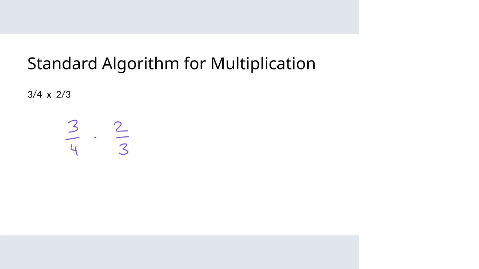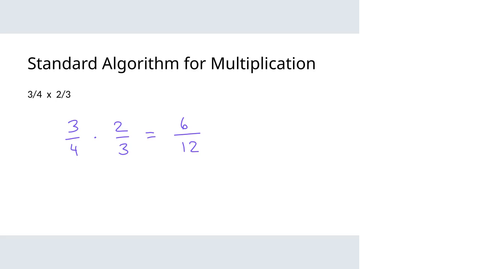We just multiply numerators. 3 times 2 is 6. Multiply denominators. 4 times 3 is 12. And so 6/12 would be a reasonable answer here. We could reduce that if we were so inclined, or if we were told, write all your answers in lowest possible terms, then we'd need to reduce it.